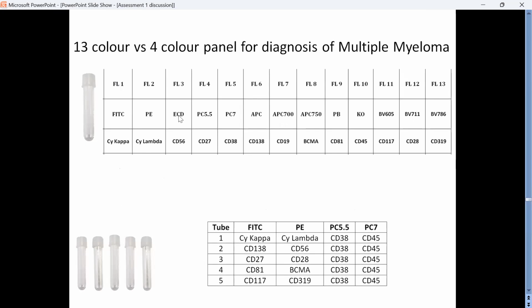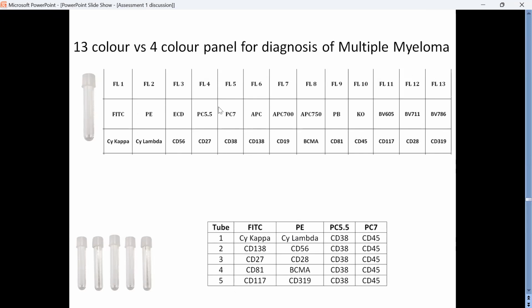Now these are the fluorochromes I will be using in the 13 color machine, and these are the markers to which they are conjugated. So kappa is conjugated to FITC, lambda is conjugated to PE, 56 is conjugated to ECD. These are the markers, and these are the respective fluorochromes. Similarly, I have a 4 color panel. Since it's a 4 color instrument, I can use only 4 colors. This is a 13 color instrument, so I am using 13 colors.